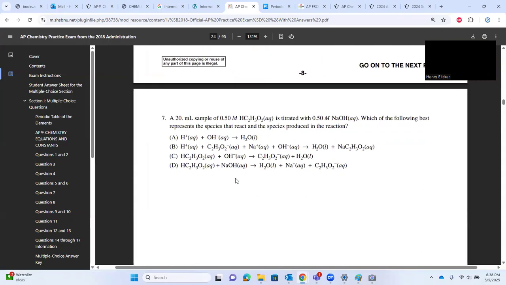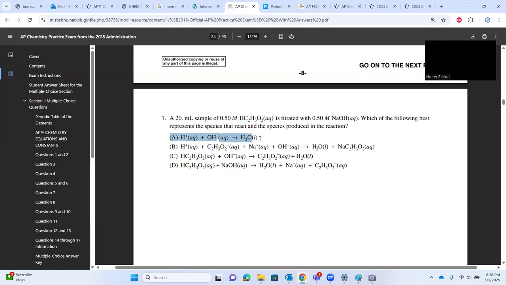7. Sometimes they give you a reaction and they actually are giving you details about the volume and stuff. That might not be necessary. It's just saying which best represents the species that react and chemical species produced in this reaction. Well, notice what we're taking. This is actually acetic acid. It's a weak acid. Keep that in mind, and a strong base.